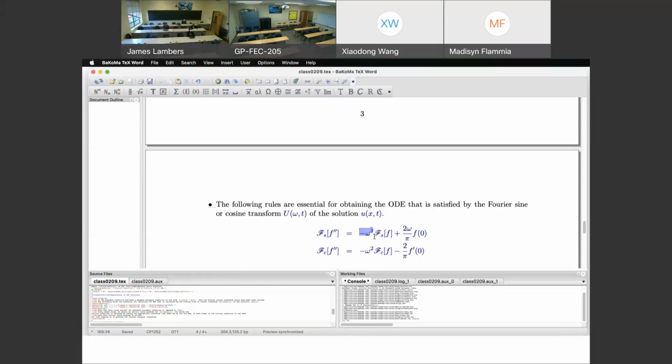And this makes sense because consider a function sine omega x. If you take the second derivative of that with respect to x, what do you get? Sine omega x again times minus omega squared.